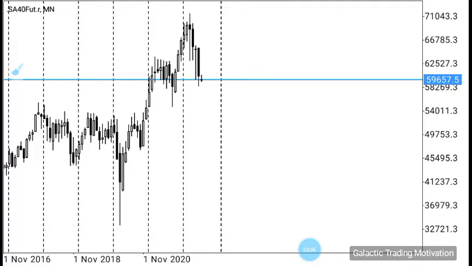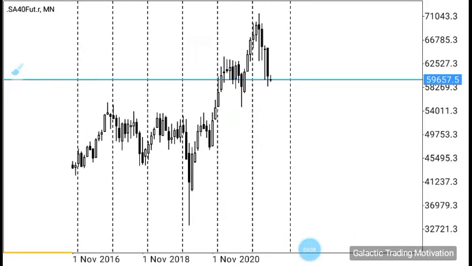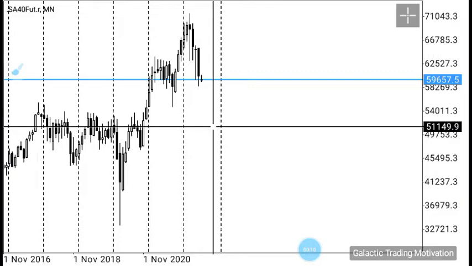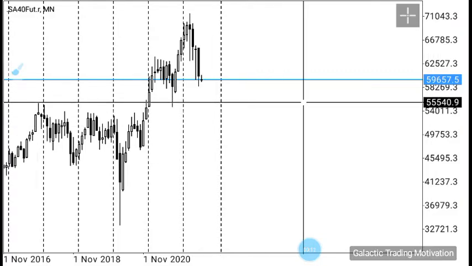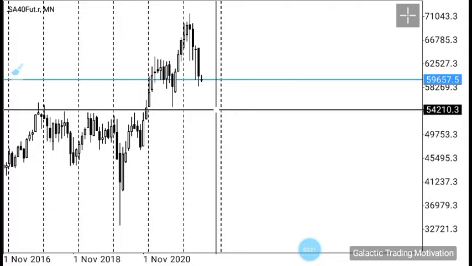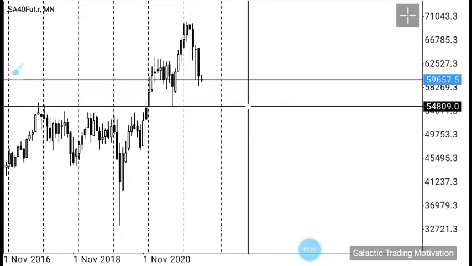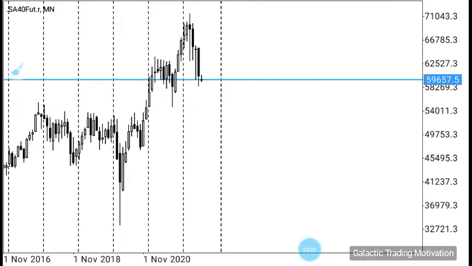Let's quickly have a look at SA40. So here we go. You guys can see that I've got the monthly chart open, as I usually start my analysis from the monthly chart and then work my way down to the H4 chart and sometimes the H1 chart as well. So without wasting any further time, let's get straight into the actual chart.